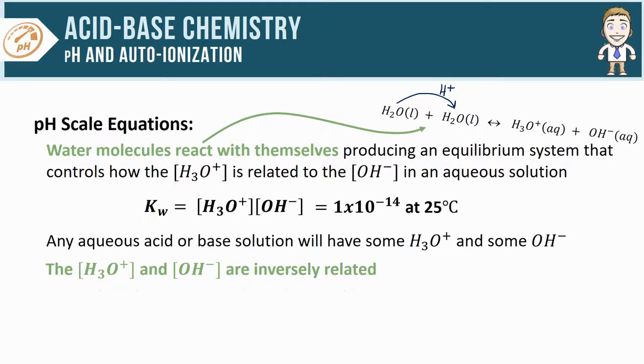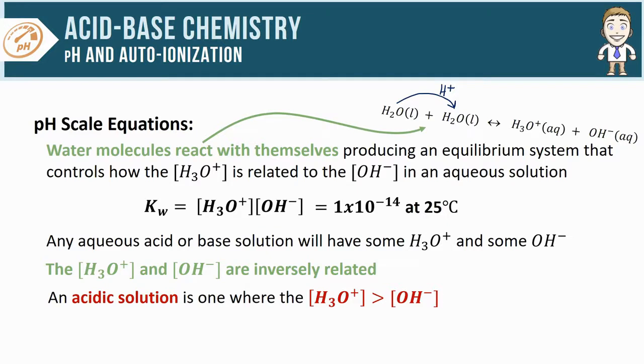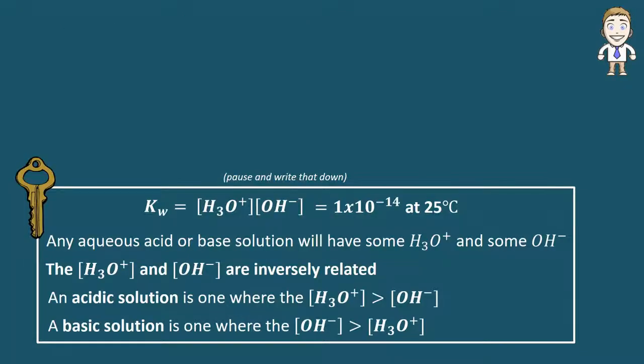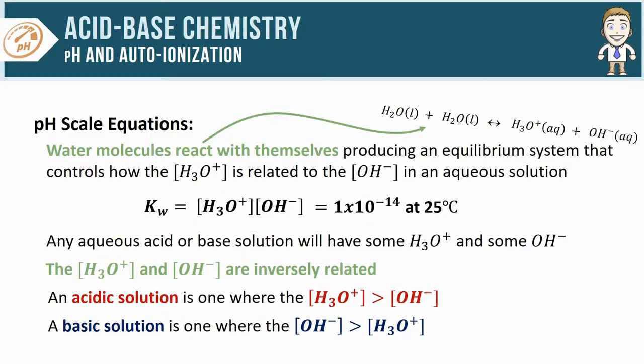The final conclusion here is that we can identify acidic solutions as ones where, if the H3O plus is higher, the OH minus is going to be lower. That's one way to identify whether a solution is acidic or basic. A basic solution would, of course, be the opposite, where the OH minus is greater, forcing the H3O plus to be lower. These make up some really important key ideas. Make sure to take some time and write them down.